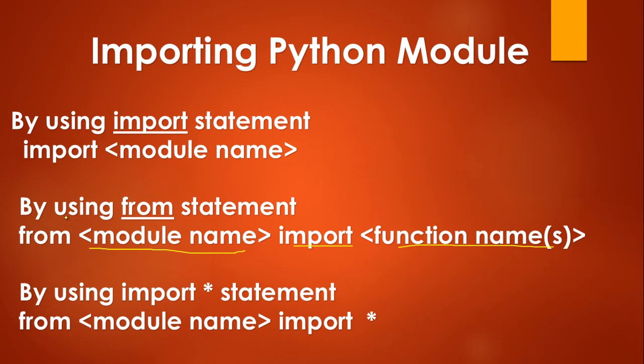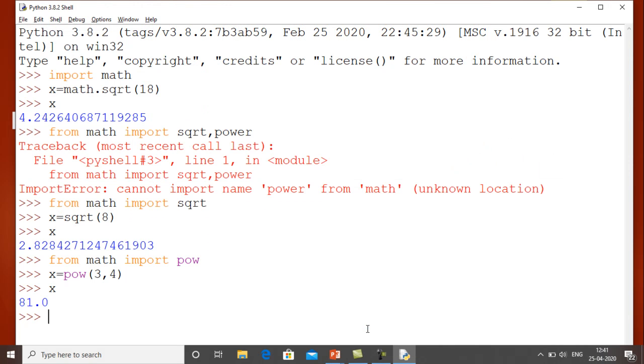And there is one more way, by using import star. What will this import star do? If I write from module name import star, instead of importing particular functions by writing their names, then all the functions present in that module will automatically be added to our program, okay. So let's see, I will write from math import star, okay. It means all the functions present in the math module are included, right.